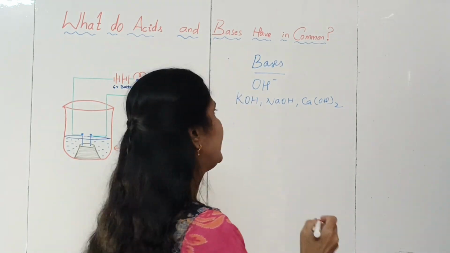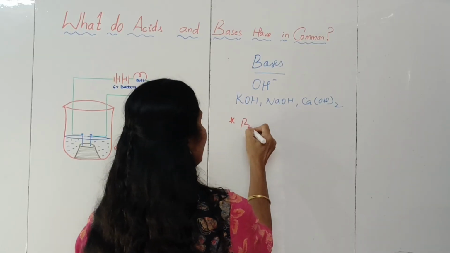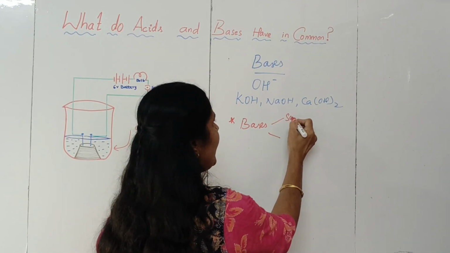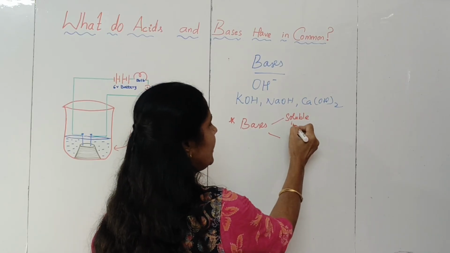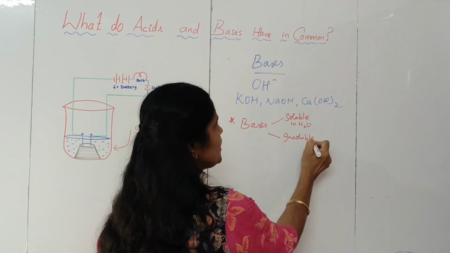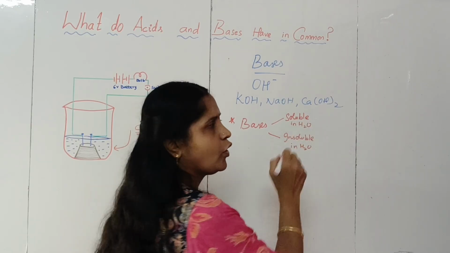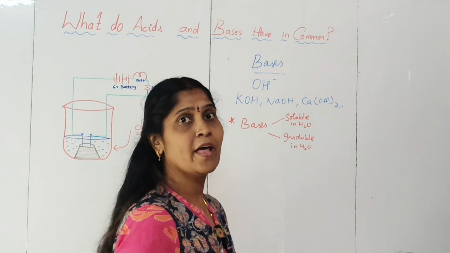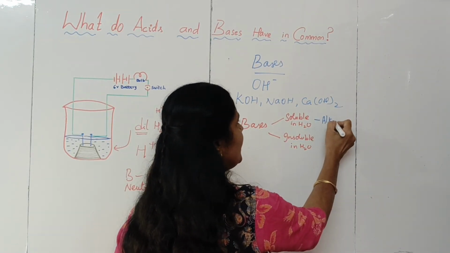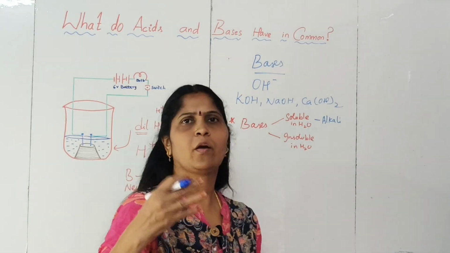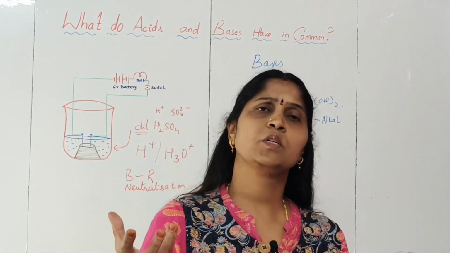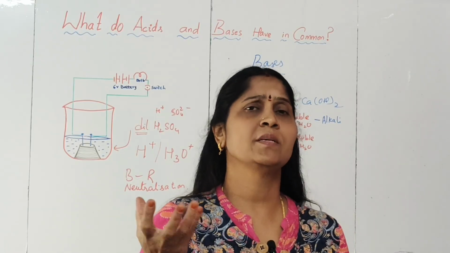You have to remember a very important point here, that bases can be of two types, that is soluble and insoluble in water. The bases which are soluble in water are called alkalis. The ones which are soluble in water will release hydroxyl ions when they are dissolved in water, will conduct electricity, and will be responsible for the chemical properties of the bases.